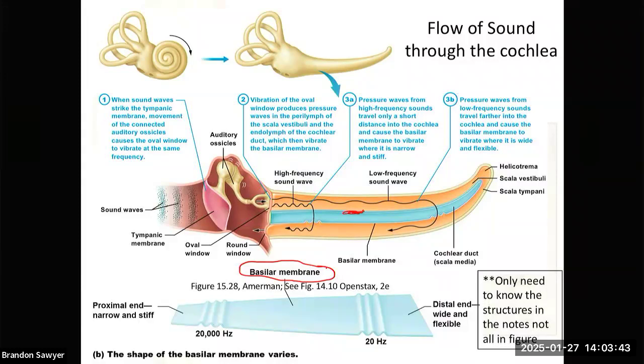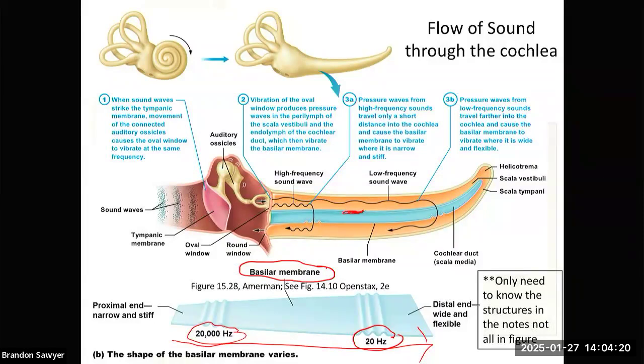The interesting part about the basilar membrane is its stiffness varies from one end to the next. The proximal end, the end that's closest to the oval window, is the stiffest part, and it takes the highest frequency of sound to vibrate that part. Then when we get out to the end, it's gradually getting less and less stiff, so looser. By the time we get out to the end, it's a much lower frequency sound wave that can vibrate that. So it's all very specific.